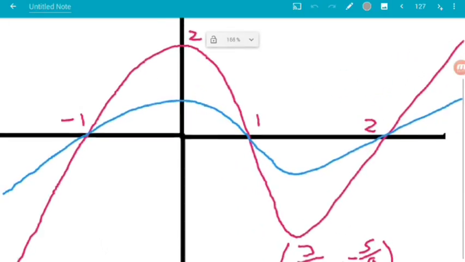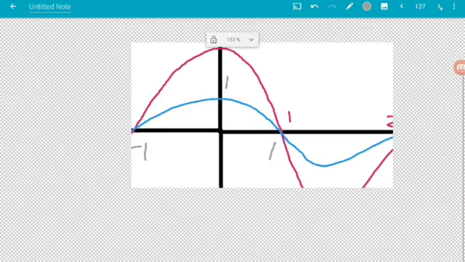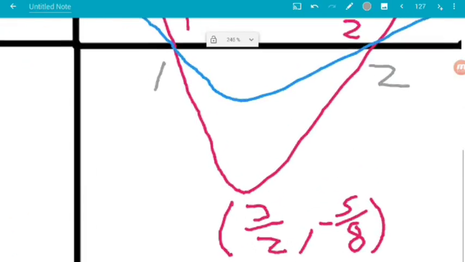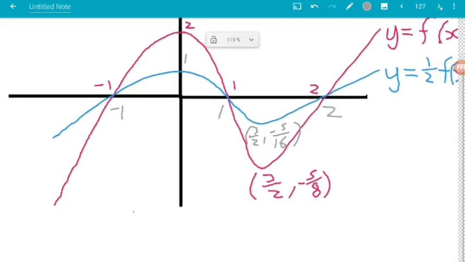So we have exactly the same x-intercepts, -1, 1, and 2. Our y-intercept is going to go down from 2 to 1, because 1/2 times 2 is 1, and then the coordinates of our minimum over here is still going to be 3/2, and then it's going to be 1/2 times minus 5/8, which is minus 5/16. So that is now the y-coordinate of our minimum. So there's our transformed cubic at that time.